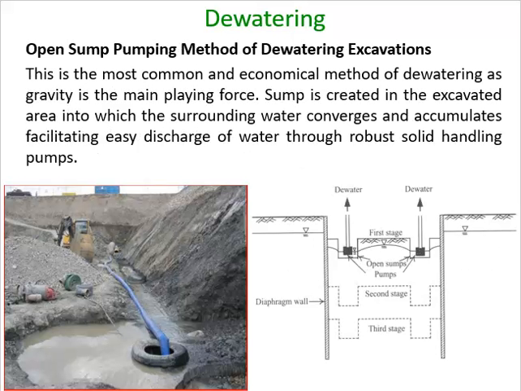The next type is open sump pumping method. This is the most common and economical method of dewatering. Here the water is diverted into a sump by gravity. This method can be used in the site where the soil is sand or gravel. If the excavation area is large, multiple sumps are required along the longer side to collect the water, or simply a single long narrow sump can be provided instead of multiple sumps, which is called a ditch.